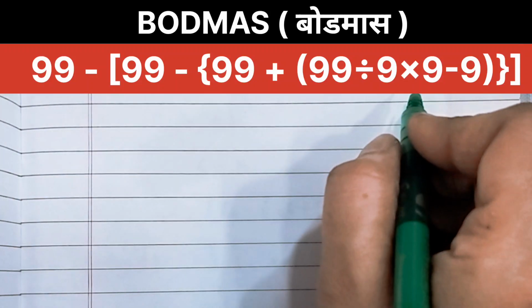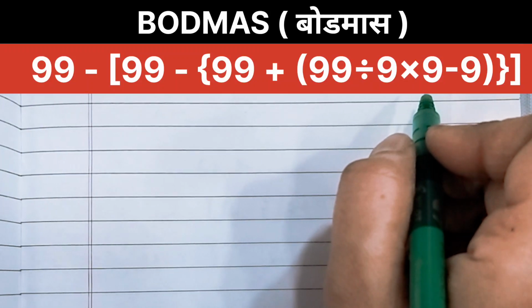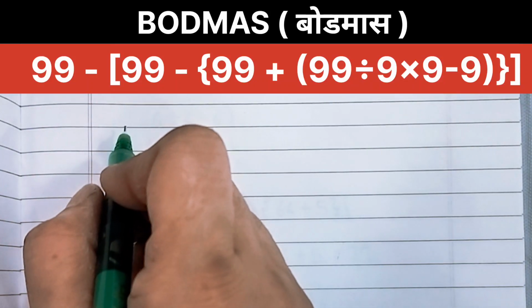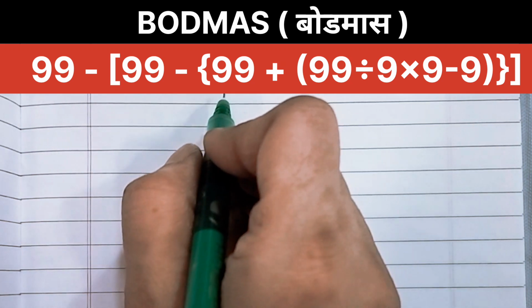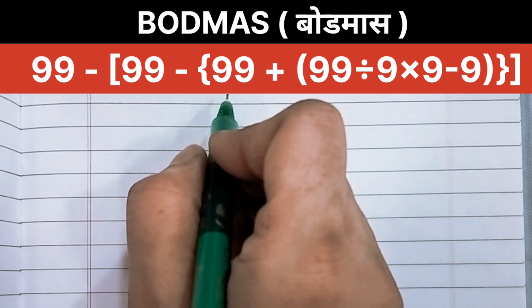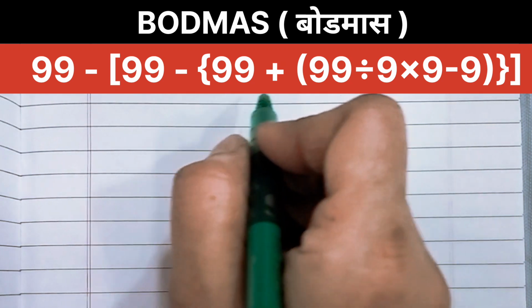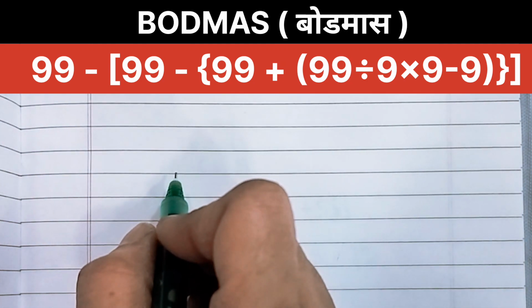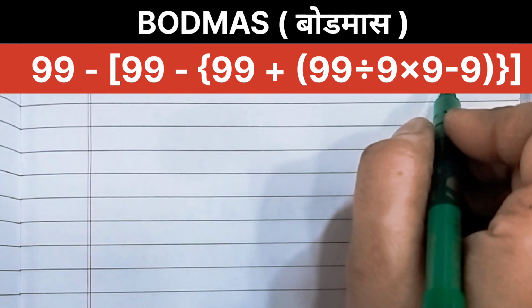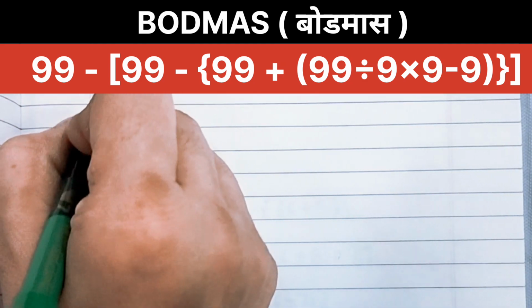Friends, now to solve this expression we follow the BODMAS rule, which dictates the order of operation. Brackets, O stands for of, orders, D stands for division, multiplication, addition and subtraction. Now here is the expression, we'll break it down by the step-by-step solution.